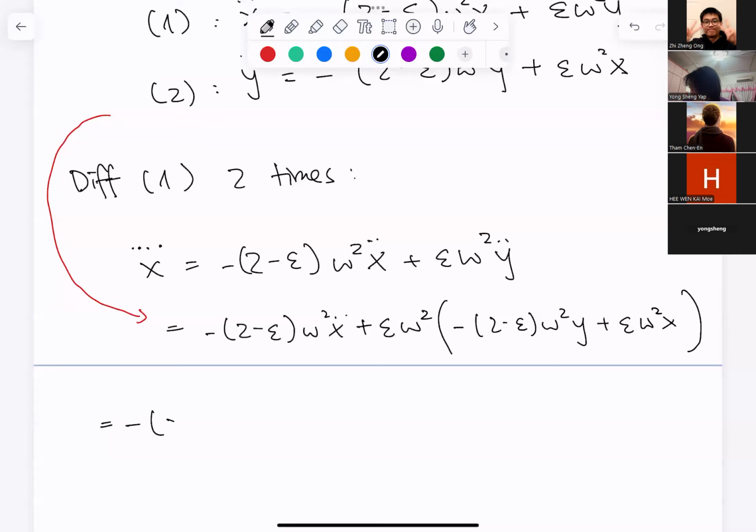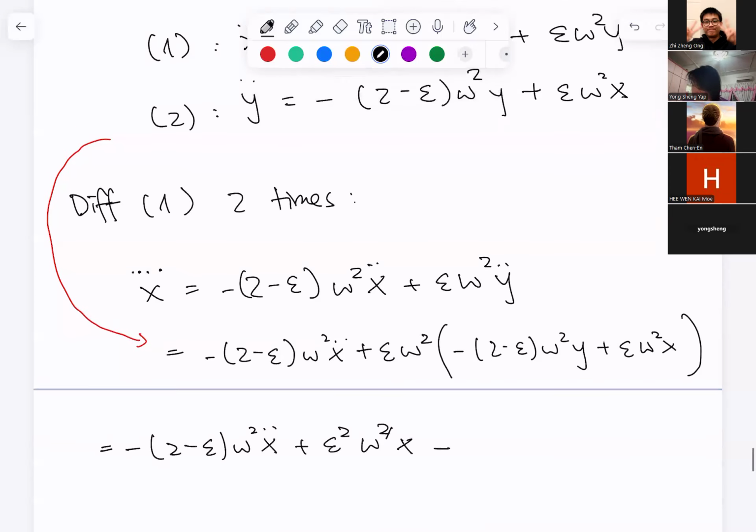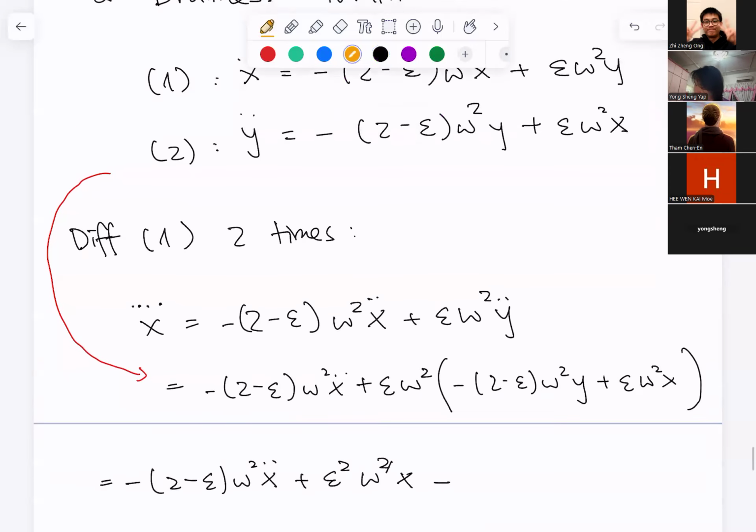And this is equal to -2 minus epsilon omega squared x double dot. Let's take the x component. This is plus epsilon squared omega to the fourth x. All right, minus, again, we have omega squared y here, which you can substitute in equation 1. So in the red arrow, you substitute in equation 2. In the orange arrow, you can substitute in equation y for omega squared y, for epsilon omega squared y.